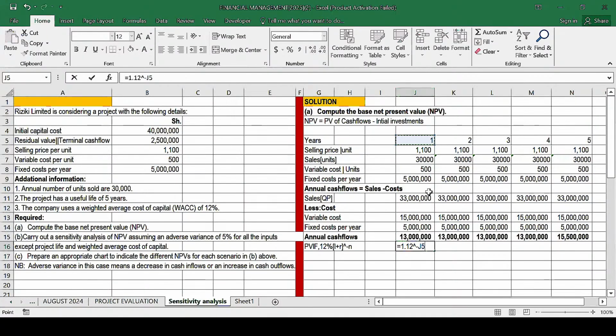Is that correct, Ruth? Yes, so that one is correct. So what we just need to do is to enter. Let's work with this figure to four decimal places. We just need to come up there and reduce the decimals to four decimal places. Then we apply this up to year 5 because we already have a formula there.